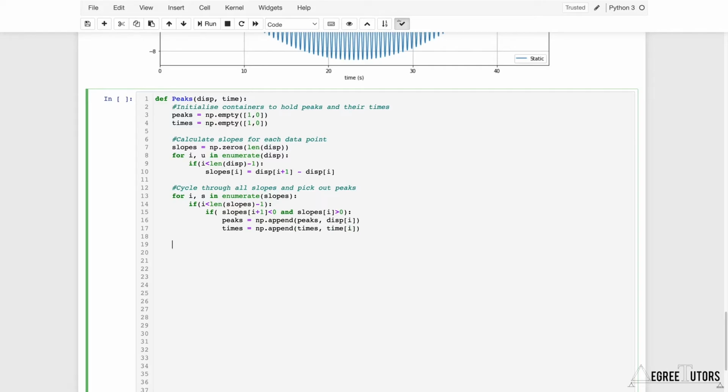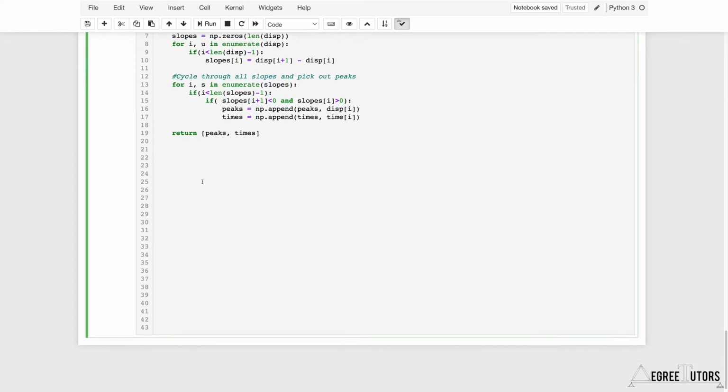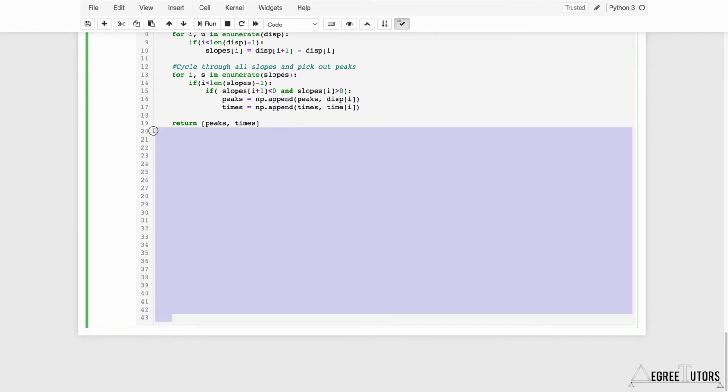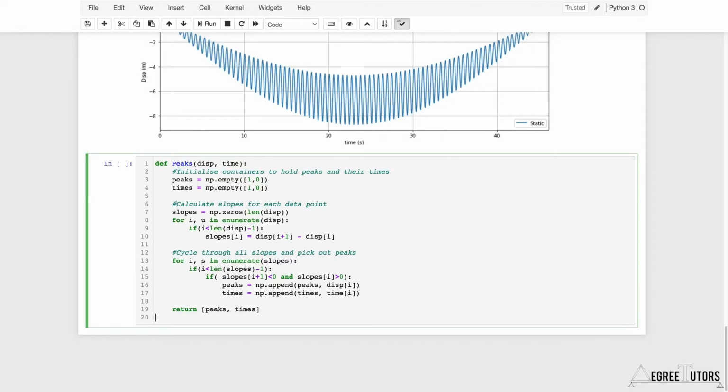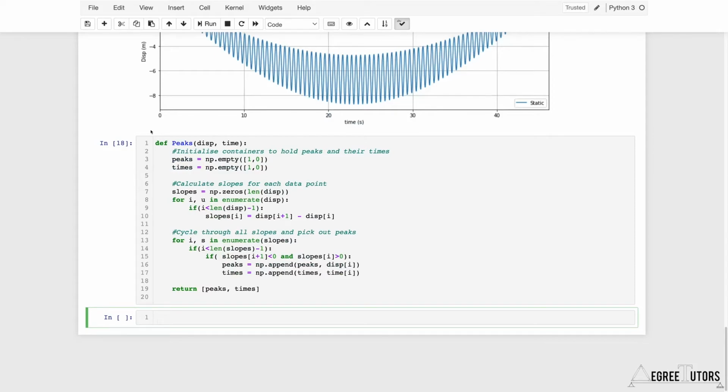And then the last thing, which you can't forget to do, is return out of the bottom of this function the values that you just calculated. So we calculated a whole load of peaks and a whole load of corresponding times, and there we have it. Okay, so provided I have no typos in there, that should work. So let me just execute that cell to define the function, and now we can call the function, right?